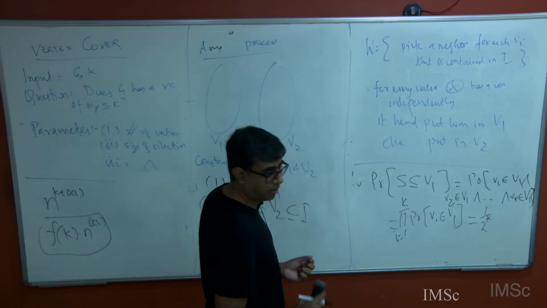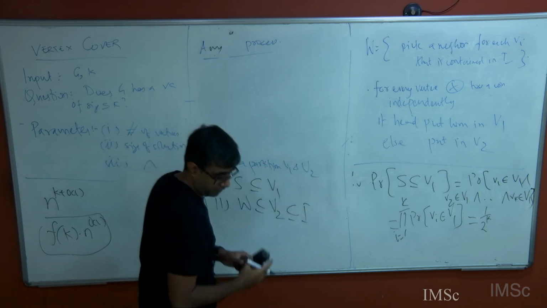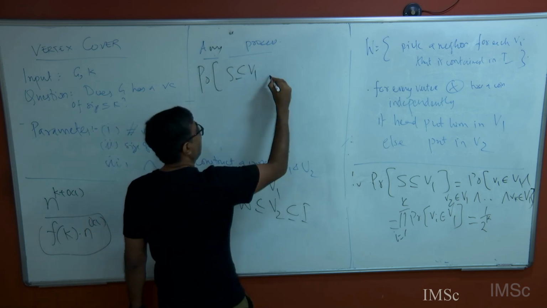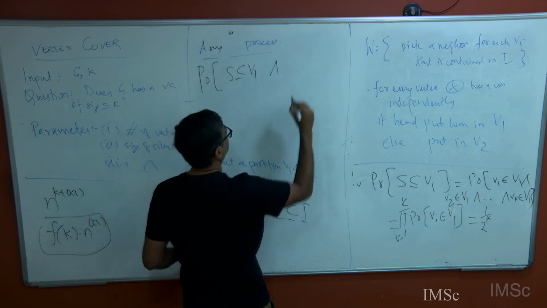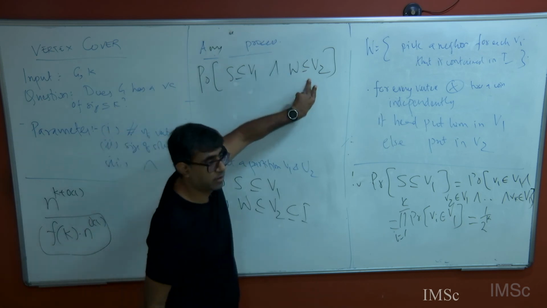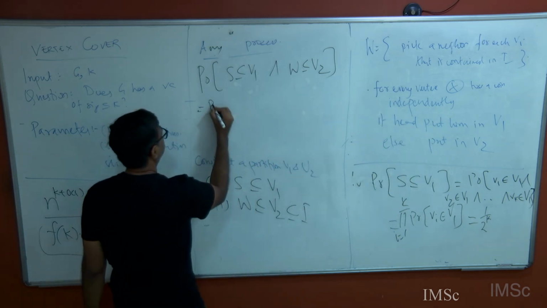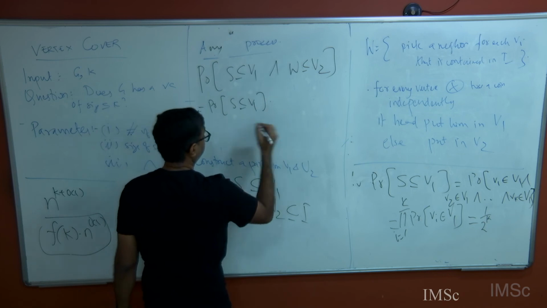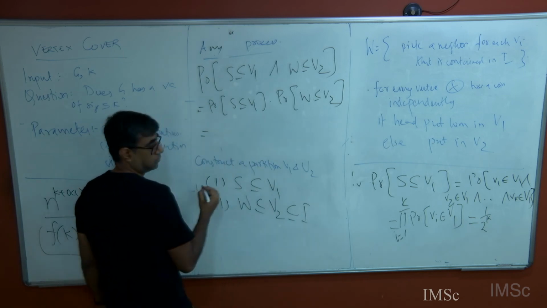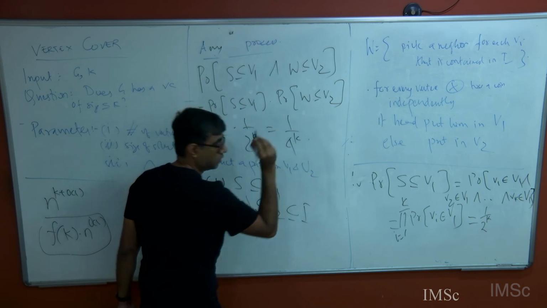But we wanted two things, right? So let's write down what we are interested in. The probability that S is contained inside V1 and W is contained inside V2. But this is an independent event and this is also an independent event, so it is the same as saying the probability S is contained inside V1 times the probability W is contained inside V2. It is equality, so I am not using anything, which is equal to one over 4 to the power k.